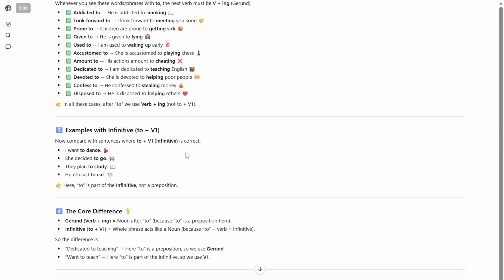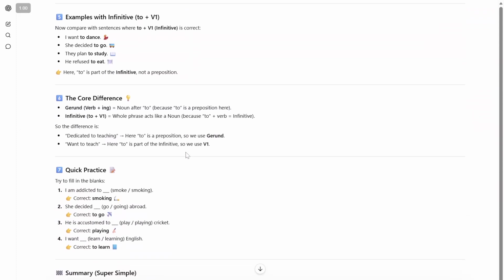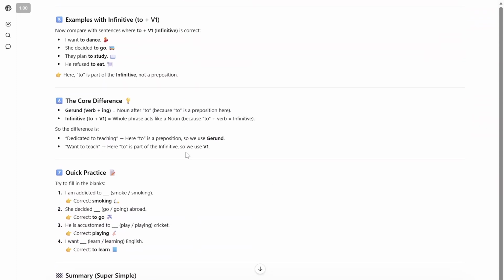Now compare with sentences where to plus V1, the infinitive, is correct. I want to dance. She decided to go. They plan to study. He refused to eat. Here, "to" is part of the infinitive, not a preposition. The core difference: in a gerund, verb ing is the noun after "to" because "to" is a preposition here. In an infinitive, the whole phrase to plus V1 acts like a noun. So, dedicated to teaching: here "to" is a preposition, so we use the gerund. Want to teach: here "to" is part of the infinitive, so we use V1.